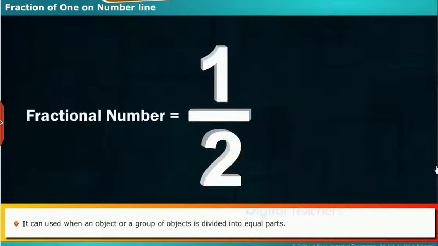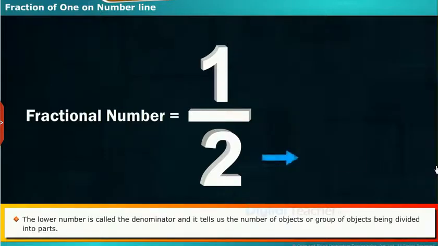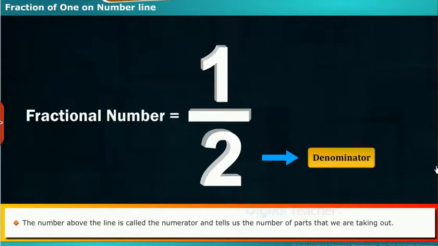It can be used when an object or a group of objects is divided into equal parts. The lower number is called the denominator and it tells us the number of parts the object or group of objects is being divided into. The number above the line is called the numerator and tells us the number of parts that we are taking out.